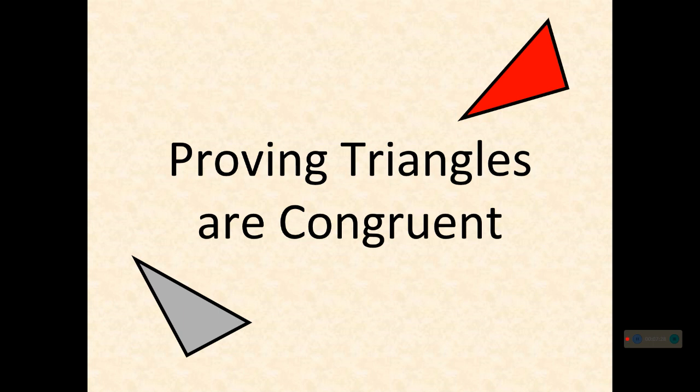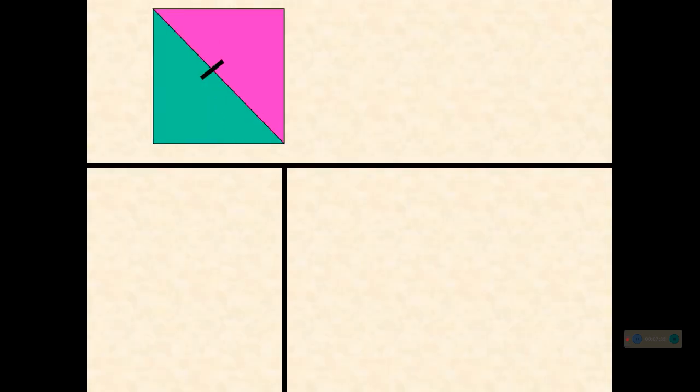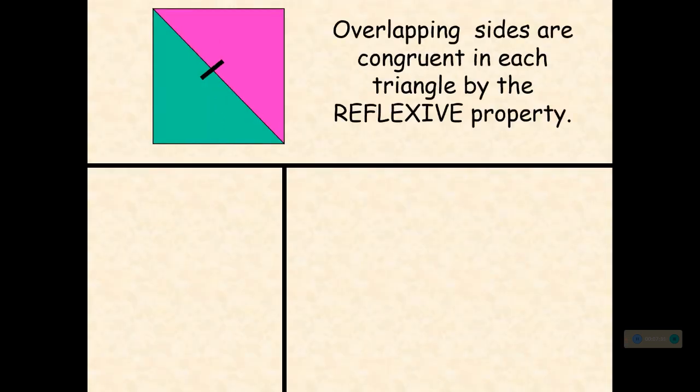Okay? So, let's now proceed with the main topic, proving triangles are congruent. The following properties and definitions may be used to prove that two triangles are congruent. The first one is the use of the reflexive property. In this given figure, overlapping sides are congruent in each triangle by using the reflexive property. So, they have the common side, so we are going to use the reflexive property.